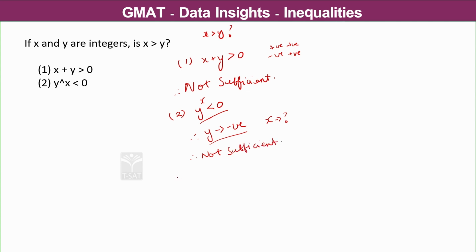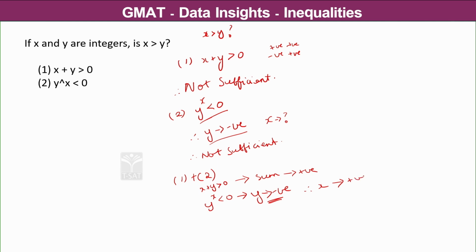They are saying that x and y are integers, but we do not know what x is in statement 2. When we look at both statements together, you have x plus y is greater than 0 and y to the power of x is less than 0. From here, you know that y is definitely negative. But since we know that the sum should be positive, therefore x will have to be positive.